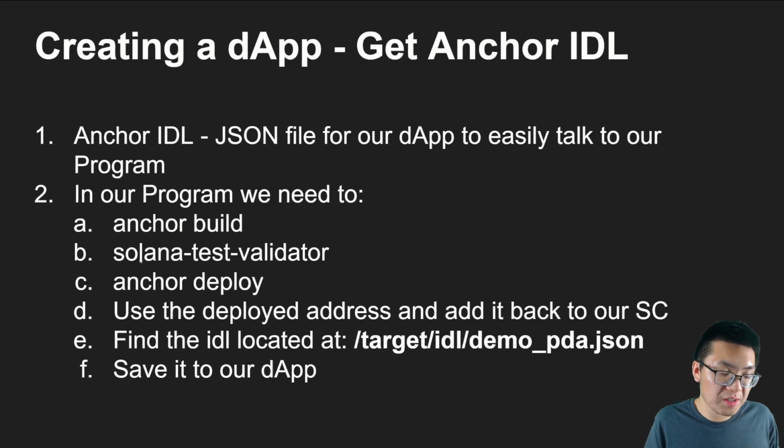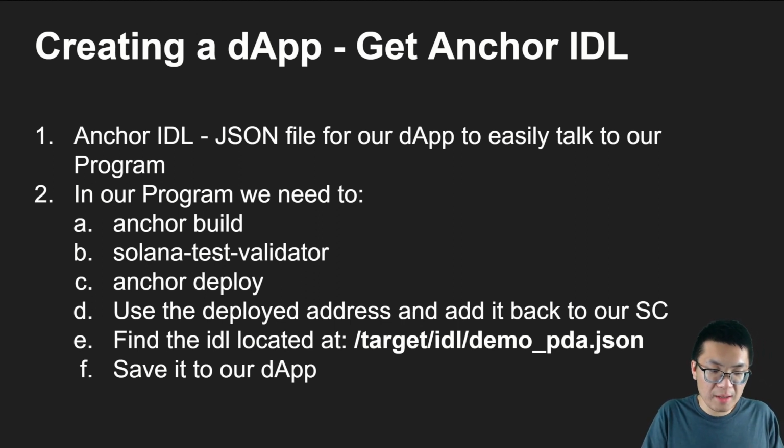We need to start our Solana test validator because we are deploying on our localhost, and we execute anchor deploy. We'll go through this, but once you deploy, you'll see another address in the command line. We want to take that address and put it back in our smart contract because by default, when we generate a new Anchor project, it just has the same static address.